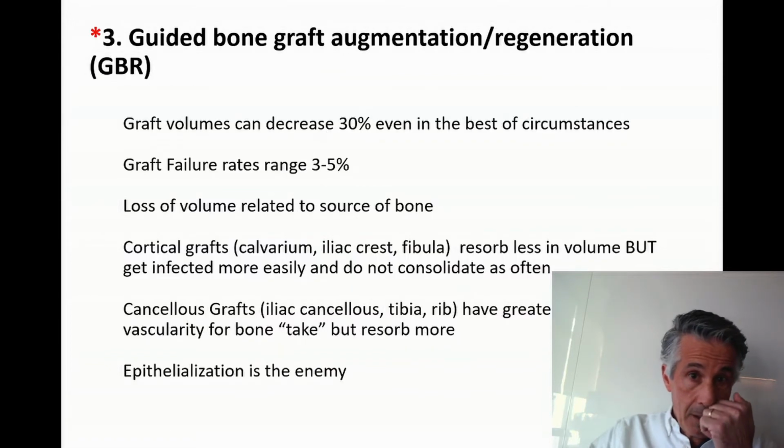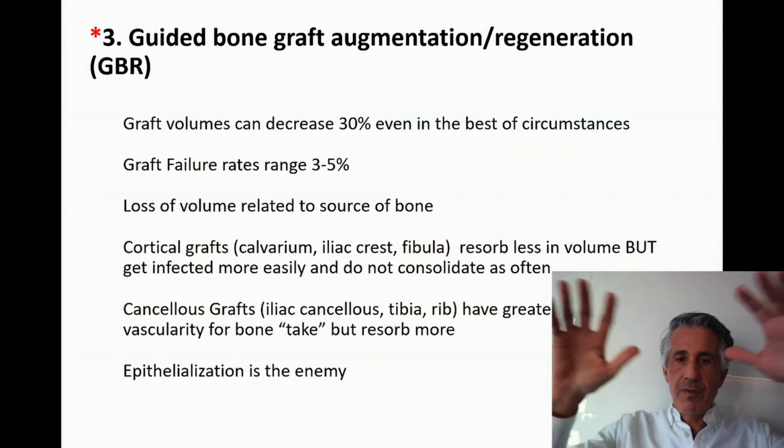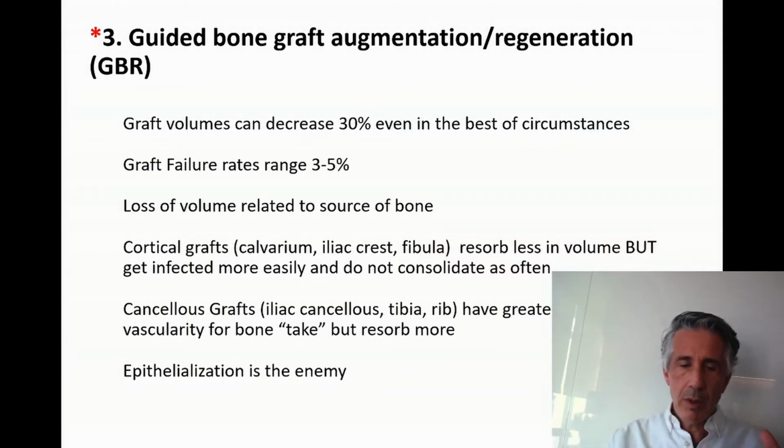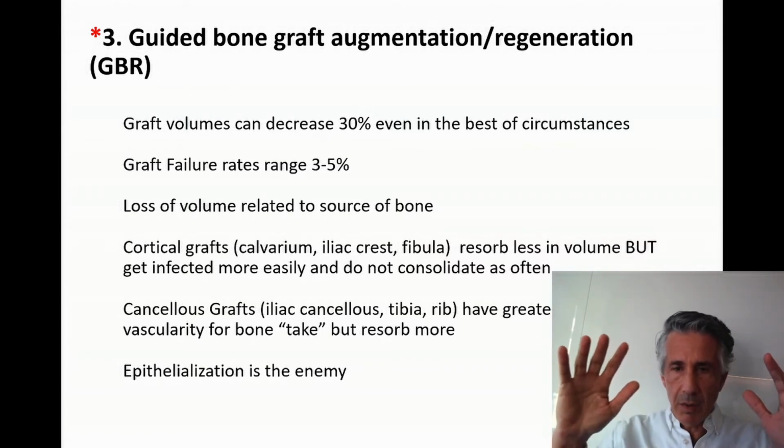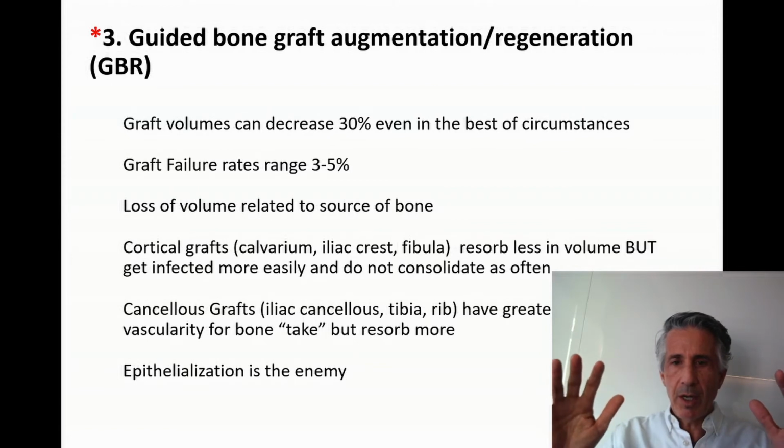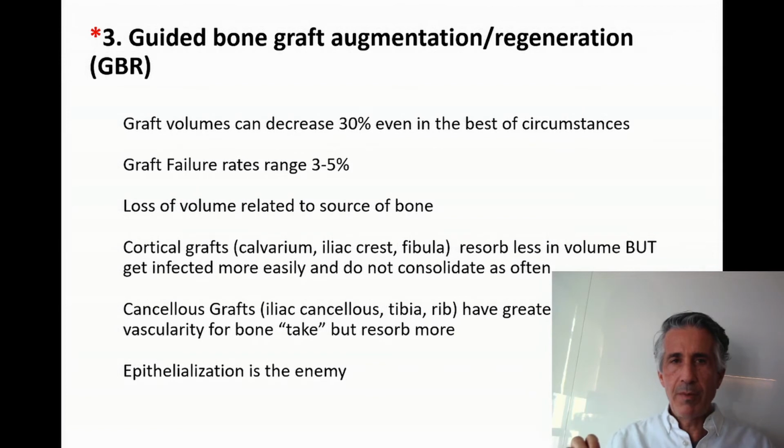So GBR, guided bone regeneration. After we have a defect, we fill it with all our different types of bone and membranes and cover, we will get 30% decrease. We know that right away, so therefore we augment it by 3%. The quote we give patients is infection rates are about 3 to 5%, which means 3% of cases we might need to add bone again. You have to let patients know, and that's very upsetting for them.